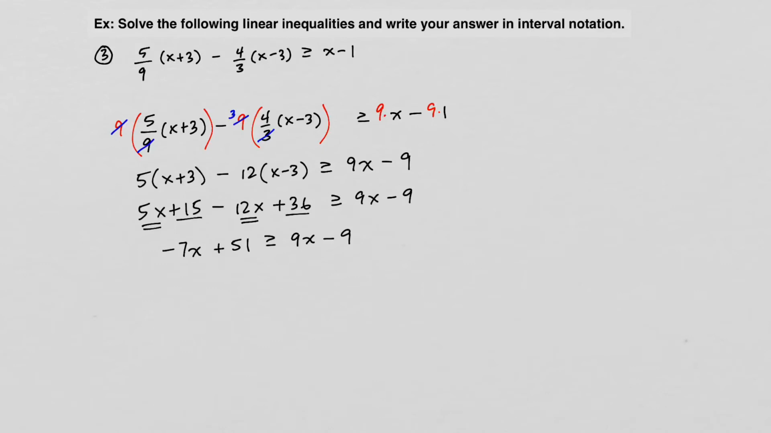And then next, I'm going to subtract 9x from both sides. So here's a pro tip when solving these problems. Always get your variable on the left-hand side. It's a little bit easier.